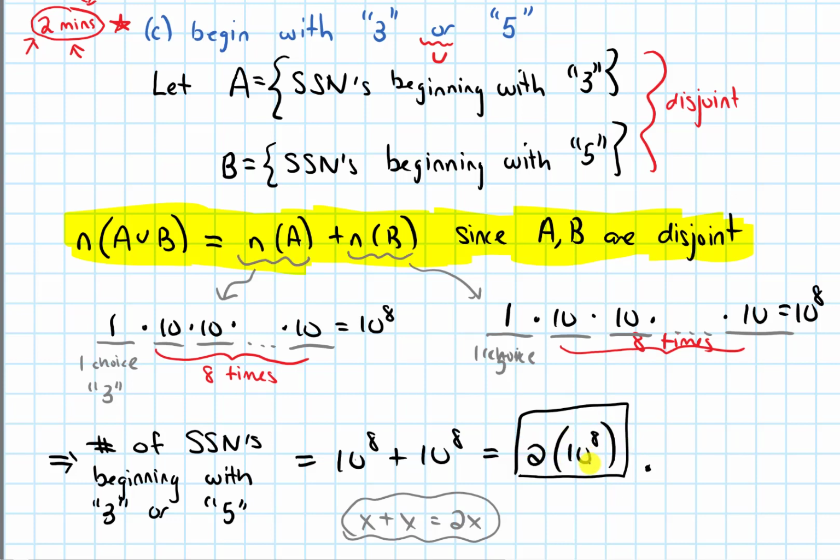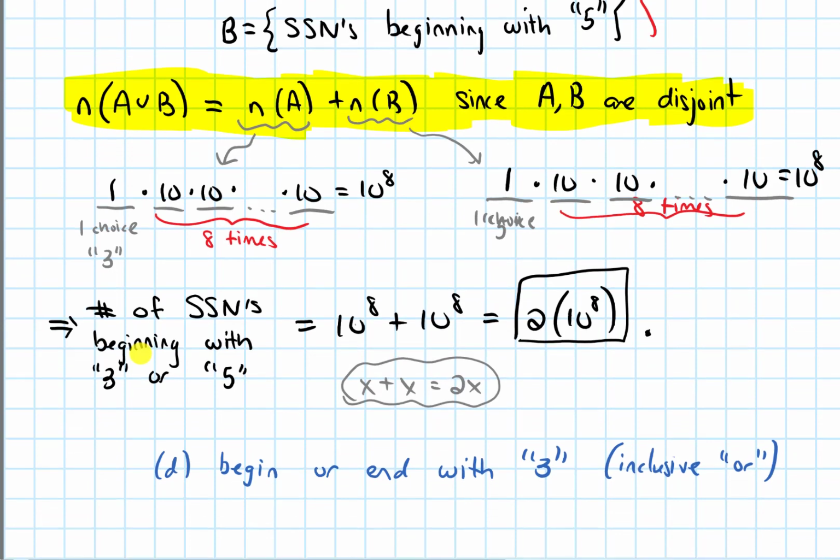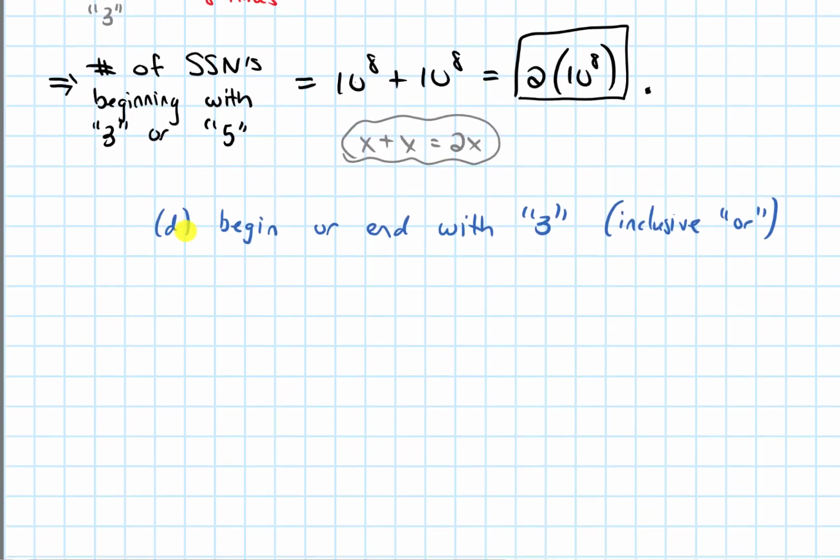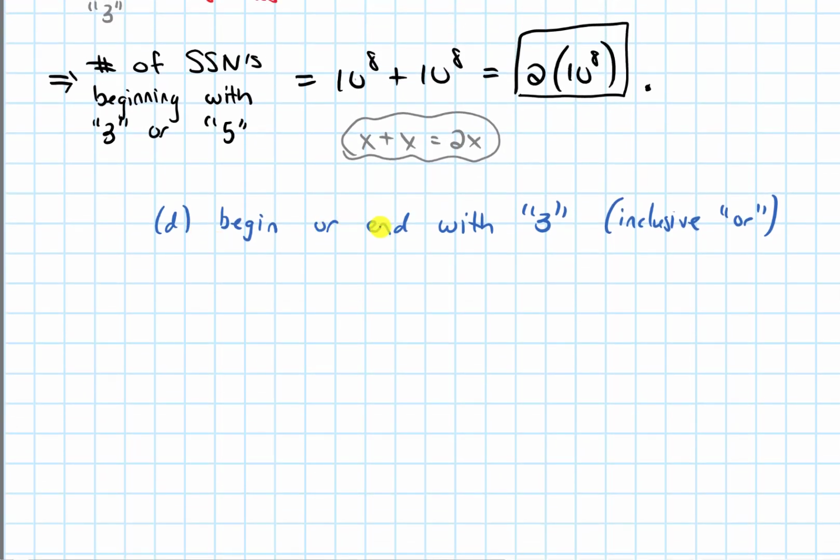So let's do one more part to this example. Now I want to find the number of Social Security numbers that begin or end with a 3. And this or is an inclusive or. So for this one, I want you to pause the video one more time, this time for 3 minutes, to try this one on your own. 4, 3, 2, 1. Pause it, and try this one for 3 minutes.